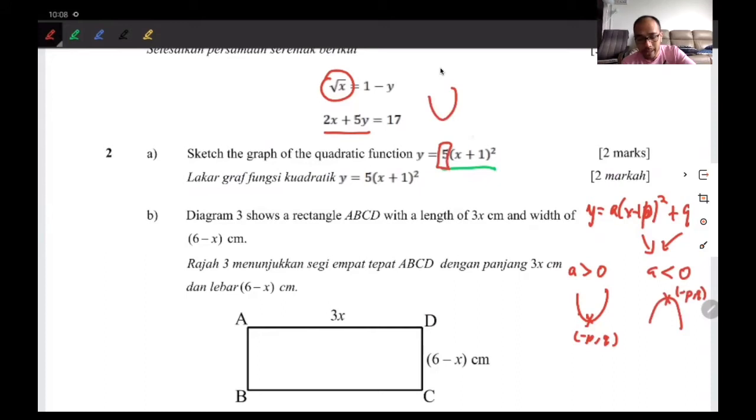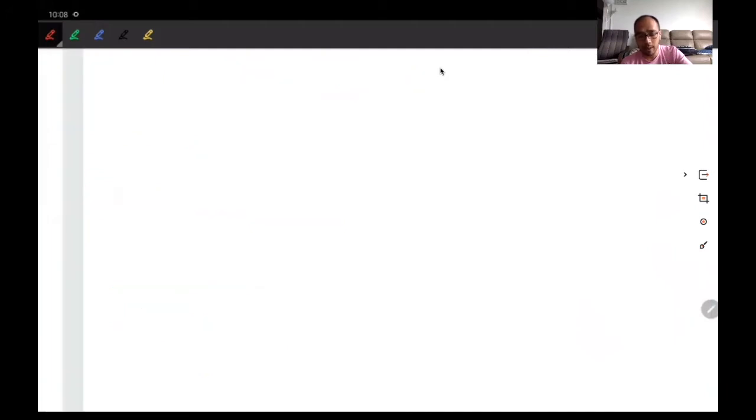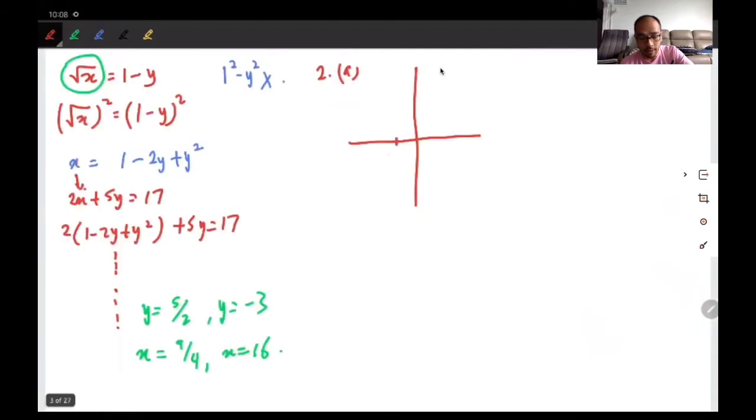Secondly, you know that the x coordinate is negative 1. And because there is no number behind here, you can say that the y coordinate is actually equals to 0. And this is enough information for you to sketch the graph. So this is how the graph would look like. You draw this one. Obviously, the one that we want is negative 1 and 0. So it is somewhere over here, negative 1 and 0. So you get a minimum graph like this.